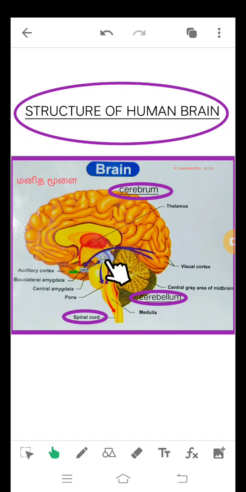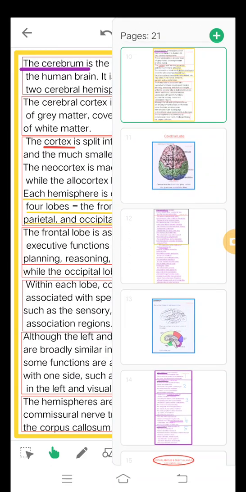It is elongated and has the central gray area of the midbrain, and it enlarges to form the pons and to form the spinal cord. Then this is the auditory cortex. Then the two amygdalas: this is the basolateral amygdala and this is the central amygdala. This is the pons and this is the spinal cord. This is the medulla portion. This is the structure of the human brain.